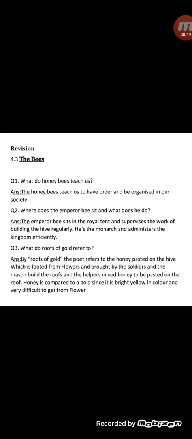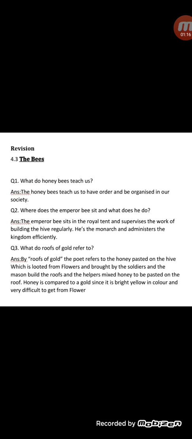What do honeybees teach us? Honeybees teach us to have order and be organized in our society. Where does the emperor bee sit and what does he do? The emperor bee sits in the royal tent and supervises the work of building the hive regularly. He is the monarch and administers the kingdom efficiently.